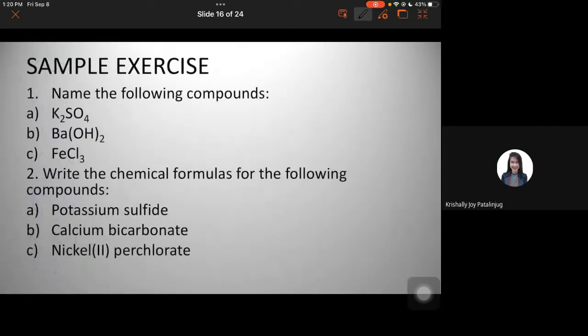For this part, I'll just give this as your assignment during your independent study time, so that you can have a comprehension check during your independent study. It is also to practice how to name and write chemical formulas of ionic compounds.